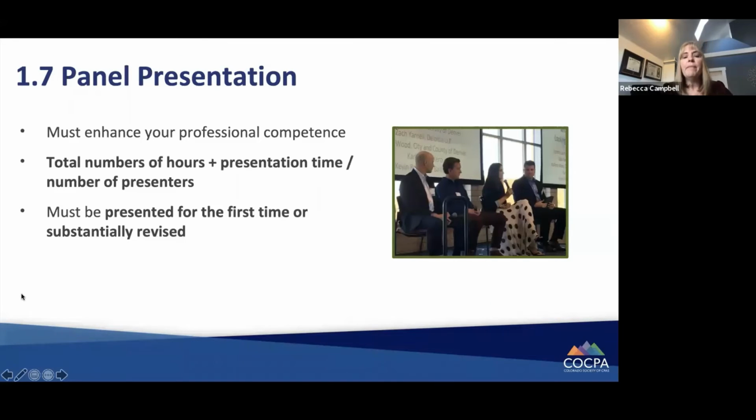All right, I mentioned a few minutes ago that panel presentations are different, because you have to take the total presentation time divided by the number of presenters. Let's take this example. This was a COCPA event, and we had 4 panel members, and the presentation went for an hour. I have to divide that by 4 presenters, so now they have earned 15 minutes of CPE. They get double that time in preparation, so now they have 45 minutes of CPE.